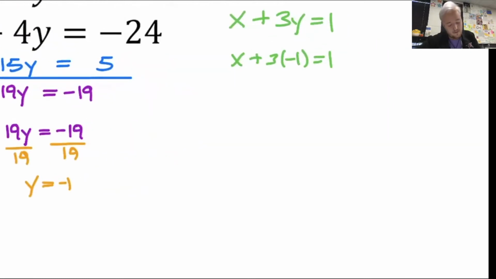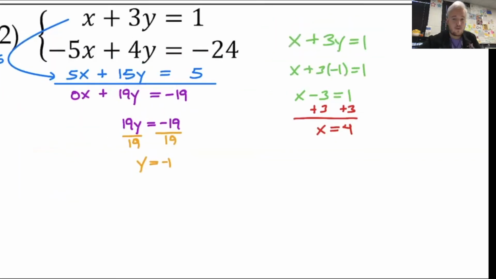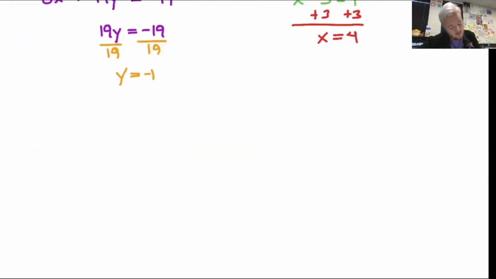So 3 times -1 is going to be -3. And now I need to add 3 on both sides. So x equals 4. All right, so that means our coordinate here is going to be (4, -1).